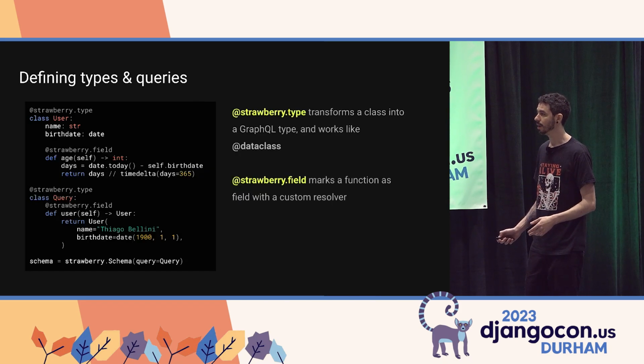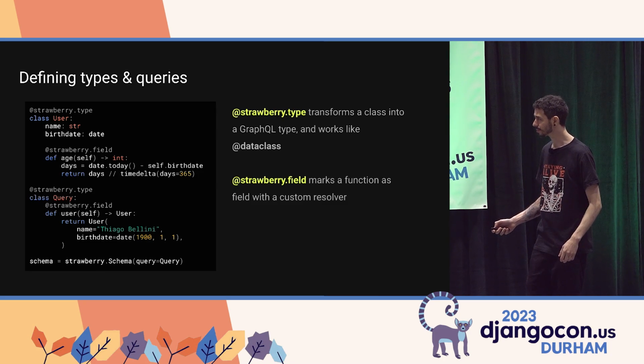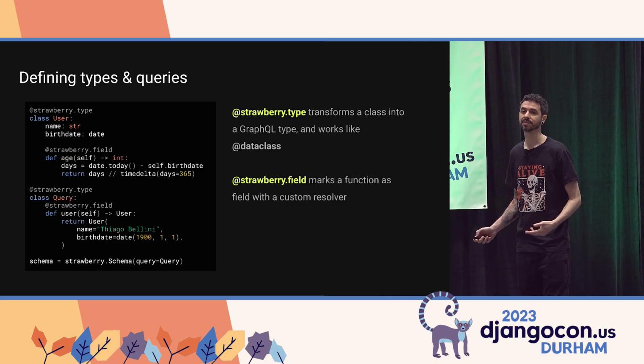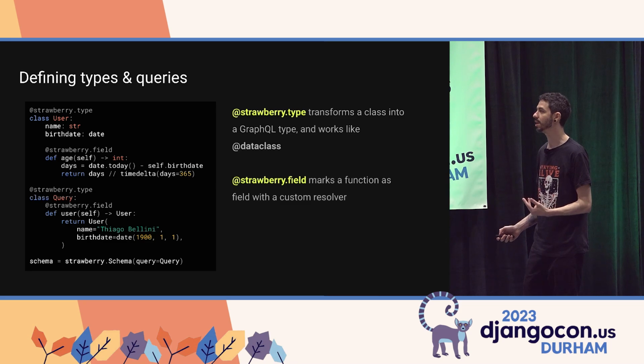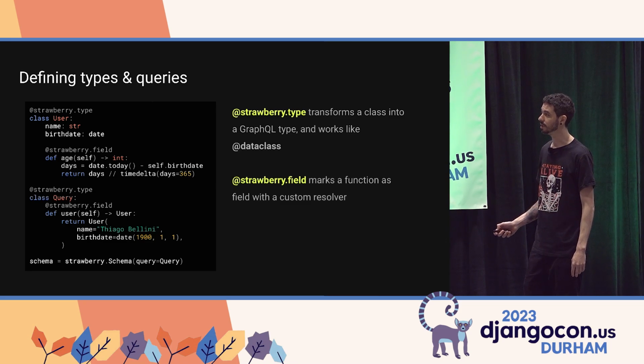As I presented before, I can define those using the Strawberry type decorator. And not only can I define attributes this way, but also I can define some attributes which need to be calculated using the Strawberry field decorator.